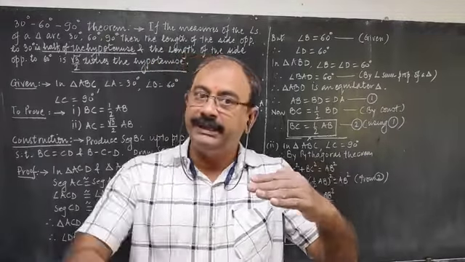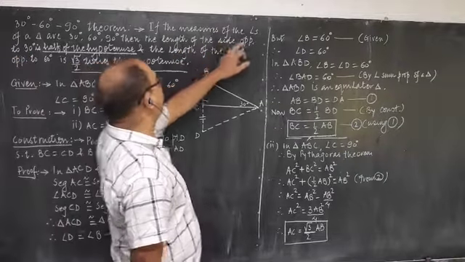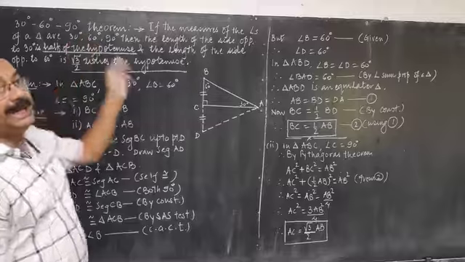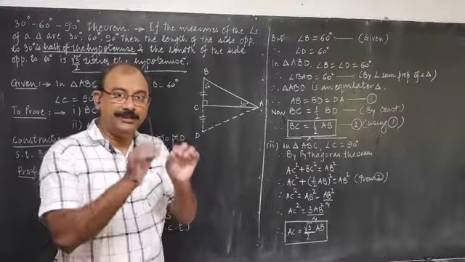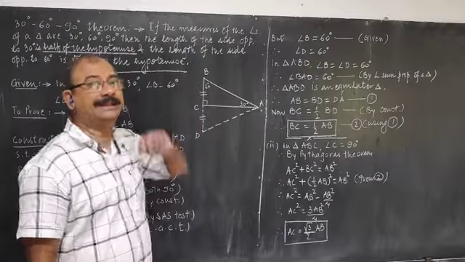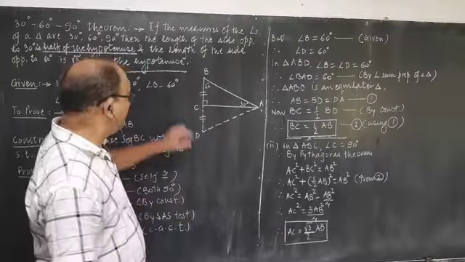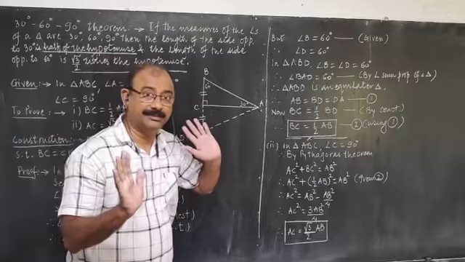What is the theorem? If the measures of the angles of a triangle are 30 degrees, 60 degrees and 90 degrees, then the length of the side which is opposite to 30 degrees will be half of the hypotenuse AB. Okay, now this is the theorem.